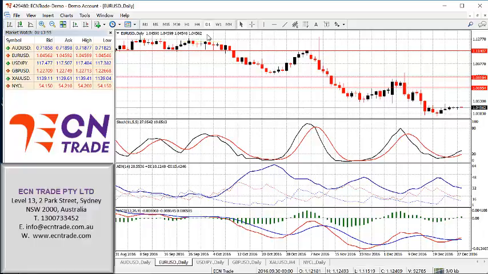Now that being said, a rejection from 105.20.25 would give further view for a move towards 103.45.50, which is the near 14-year low after printing last week a 103.50 low. Beneath there of 103.45 would give further weakness towards 102.40.70 and then lower down towards 101.60.65 and reassess from there.